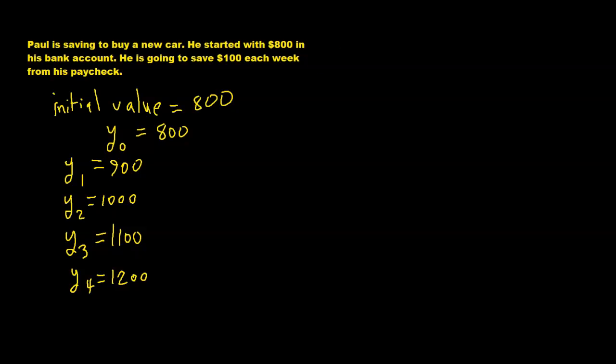And as always, we can write this as, remember, a recursive sequence. Y sub n, the current term, equals y sub n minus 1, the previous term, plus the common difference, which in this case is what? The common difference is 100, right?